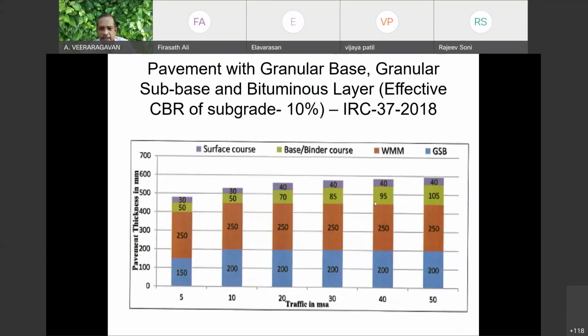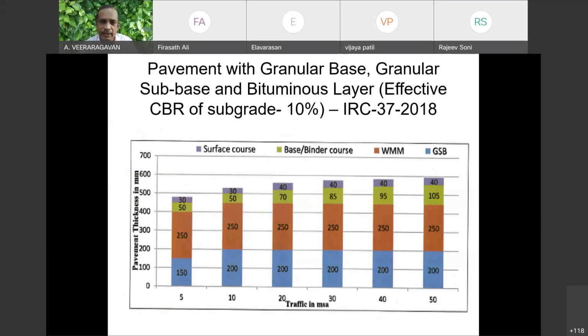What are the thicknesses required for about 50 million standard axles? I require a 200 millimeter thick granular subbase, 250 millimeter thick base course, and 145 millimeter thick bituminous layer. This is for 50 million standard axles. Of the 62 lakh kilometers of road in the country, more than 59 lakh kilometers will follow such templates. If CBR is 10%, this is the thickness. When CBR decreases, the thickness further goes up.